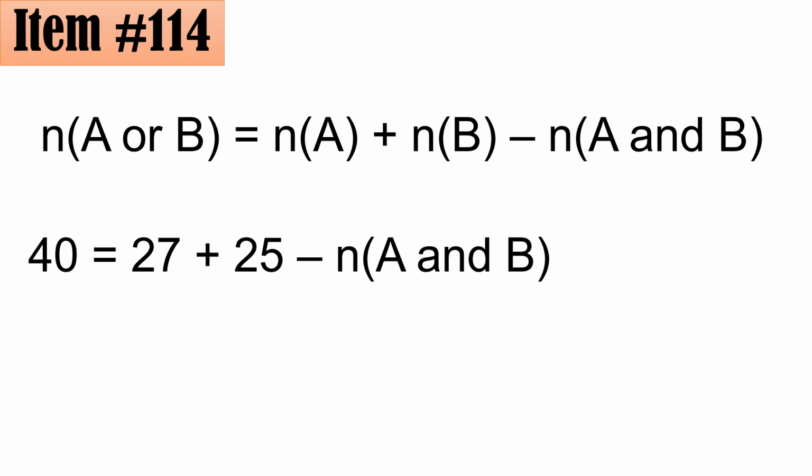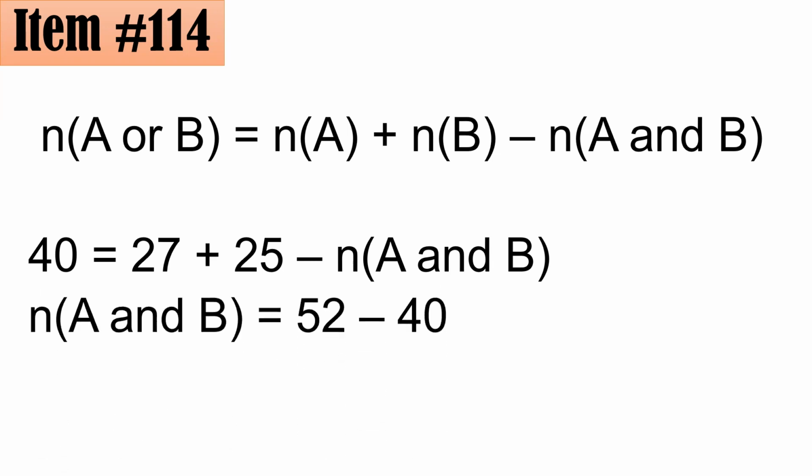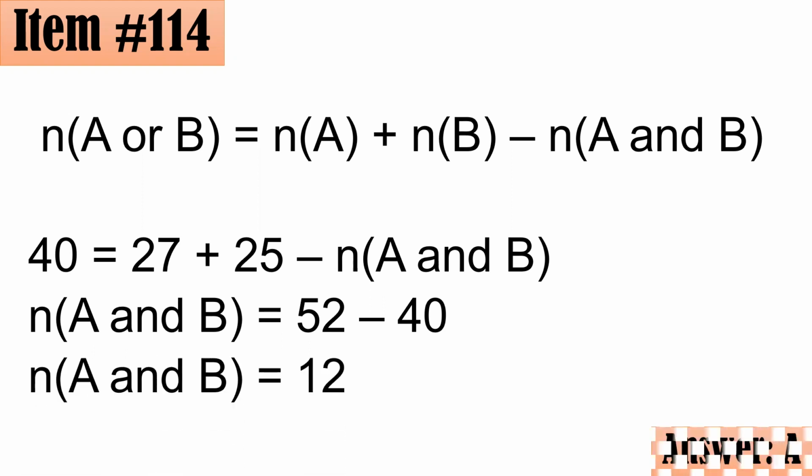So, from here, what happened? This negative here, when placed on the left-hand side, will become positive. And this positive 40 becomes minus 40. So 27 plus 25 is 52. This 40 on the left became minus 40 on the right. 52 minus 40 is 12. So the cardinality of A and B, or both A and B, is 12. Letter A. Good job.